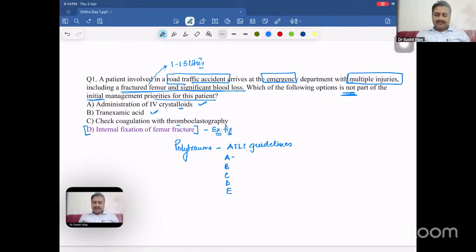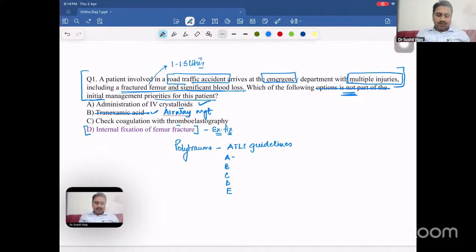Now understand, if the same question had been there, but instead of this option we had airway management, and they're asking what is the first step in the management, then what is your answer?